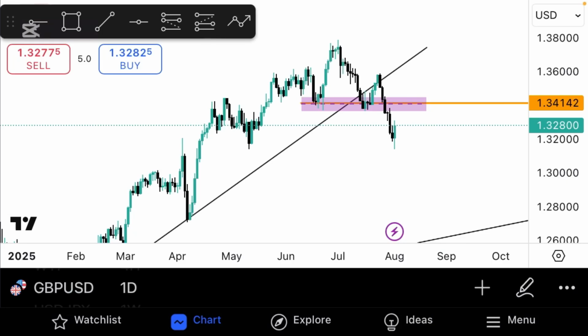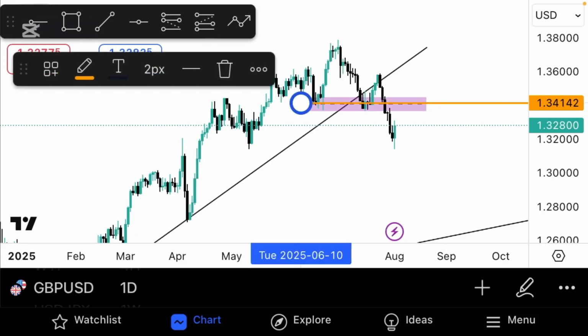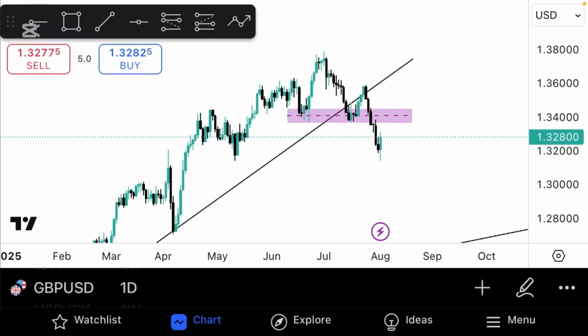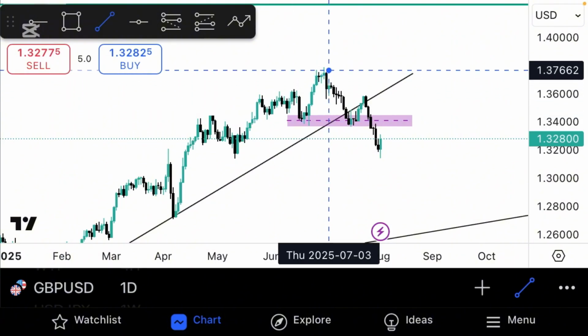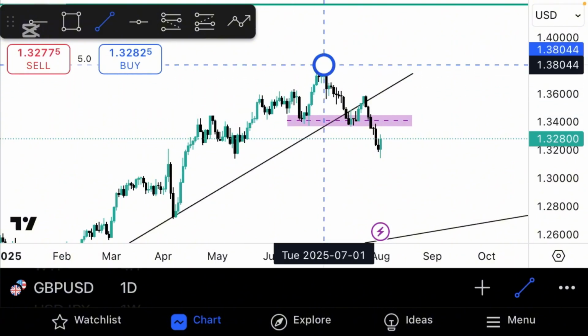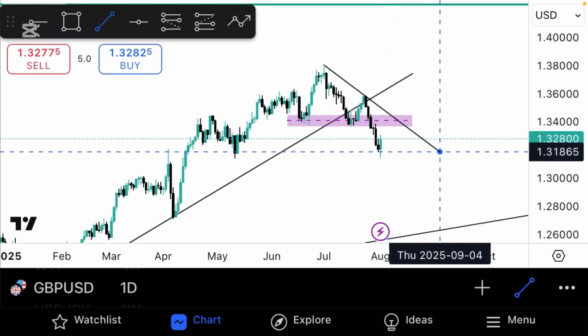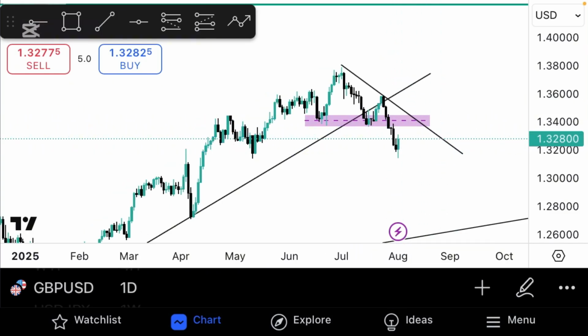So if we mark out our trend line now, let's get rid of this. Marking out our trend line on the daily time frame, you can see that we have a significant peak here, and also a significant peak here. So that is a valid trend line. All you need to draw a valid trend line is just two significant peaks.